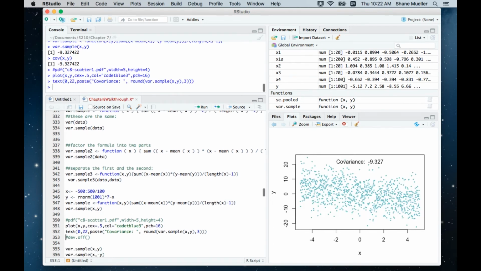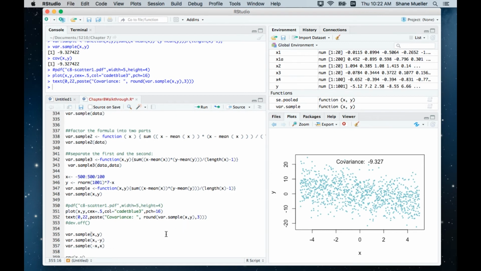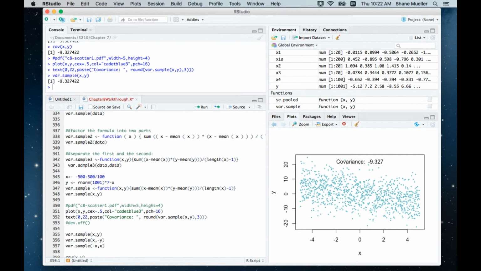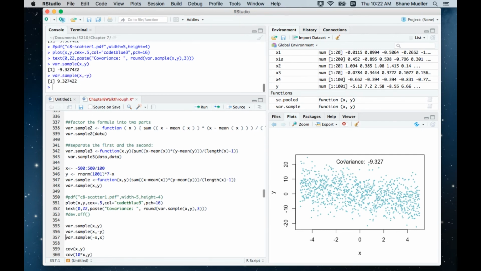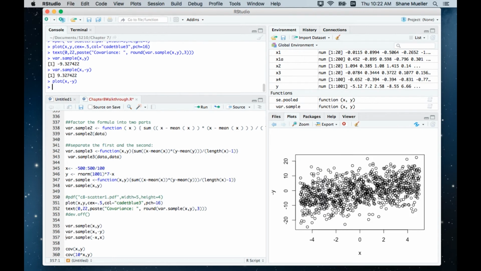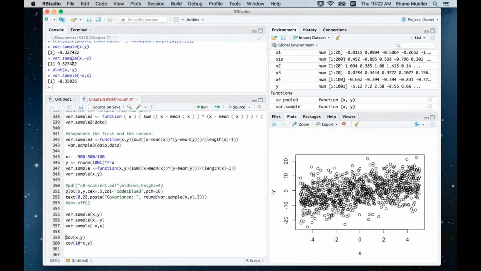Here's the same plot, and it's got a covariance of negative 9.7. And we can see what happens if, so covariance of x and y, but if I reverse one, if I make one negative, it's the same value, but it's positive. Maybe you don't have intuition for that, but if I plotted x by negative y, we'll see that it's got a positive relationship. If I plot x by negative x, we see that it's got a negative covariance. So this is just the variance of x, but it's negative.